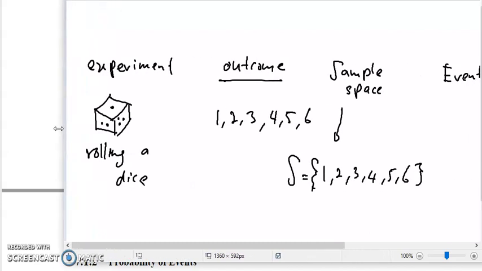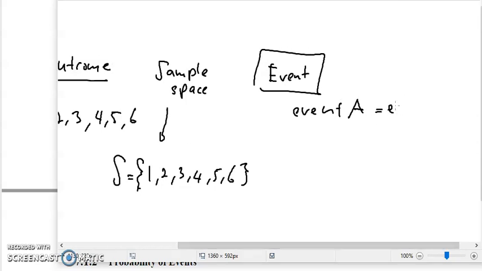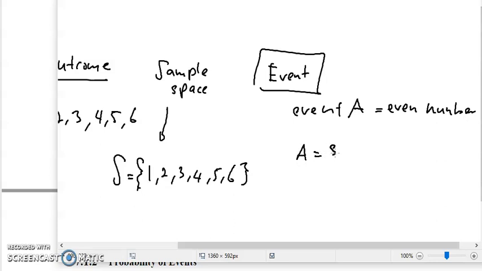And then the last one: what is an event? As an example, let's say you are rolling a dice and you already have the sample space, right? Now I want you to get an even number. Maybe I'm going to have the event A. Event A is getting an even number. So for event A, I'm going to have only 2, 4, or 6, which we can get from the sample space.